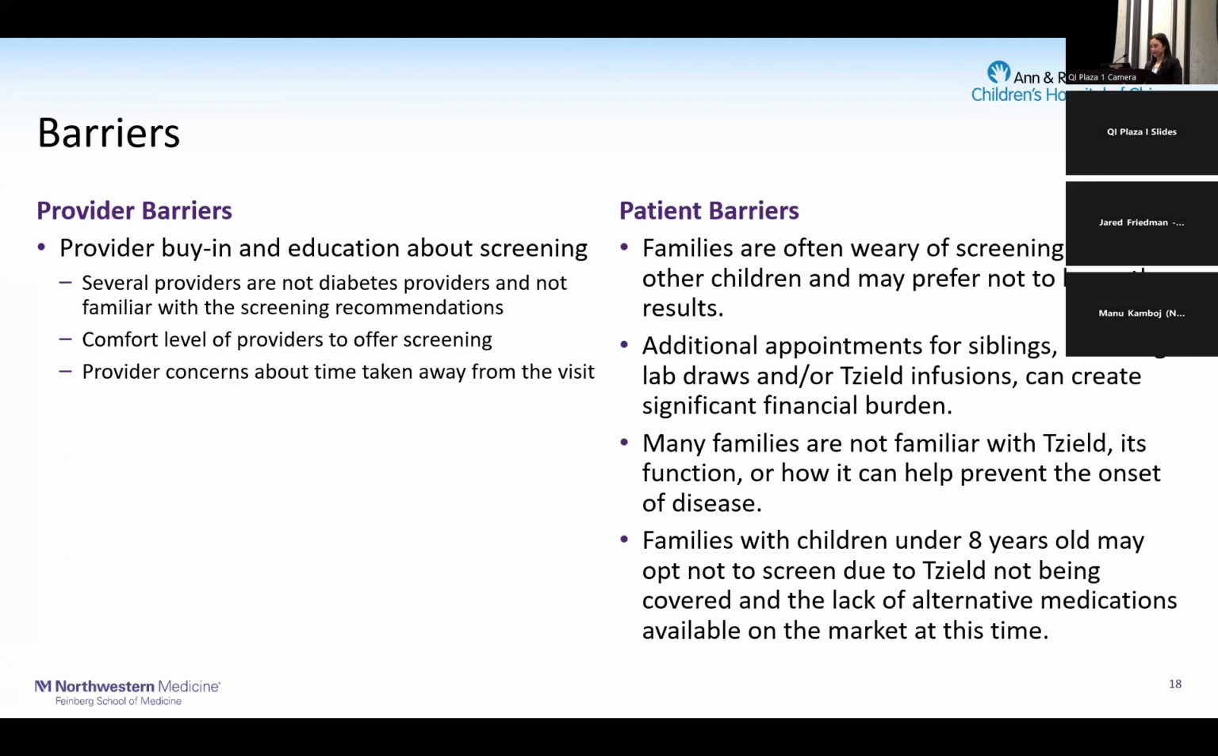The other concern that the providers expressed was time. Will this take away from my visit? I don't want to talk about something else other than hypothyroidism.